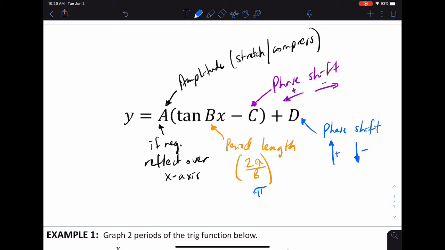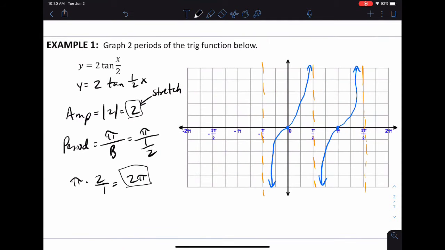C is phase shift. So if it's a plus C, it's going to go left that many units. If it's minus C, it's going to go right that many units. And then D is vertical shift. Positive D, up that many units. Negative D, down that many units. Okay, so first thing, we have a new graph. Example number 1, y equals 2 tangent x over 2. I just rewrote it. It's the same thing. Instead of x over 2, I wrote 1/2 x.